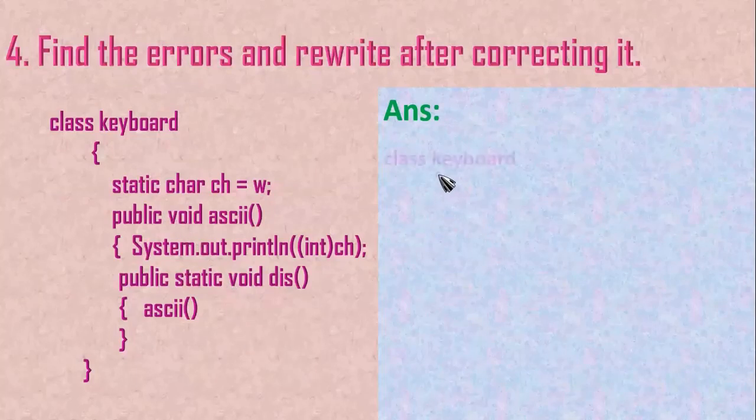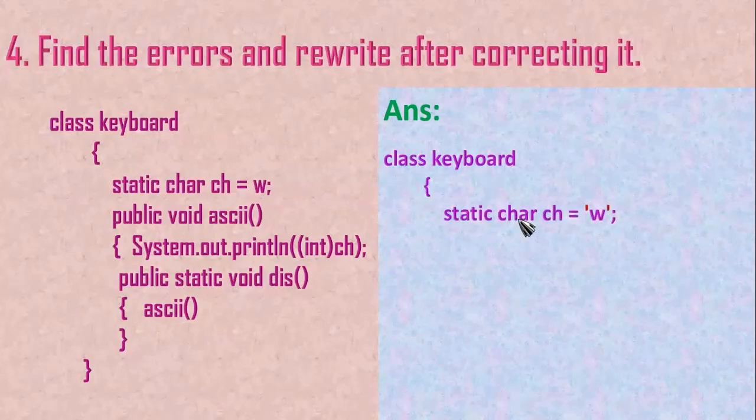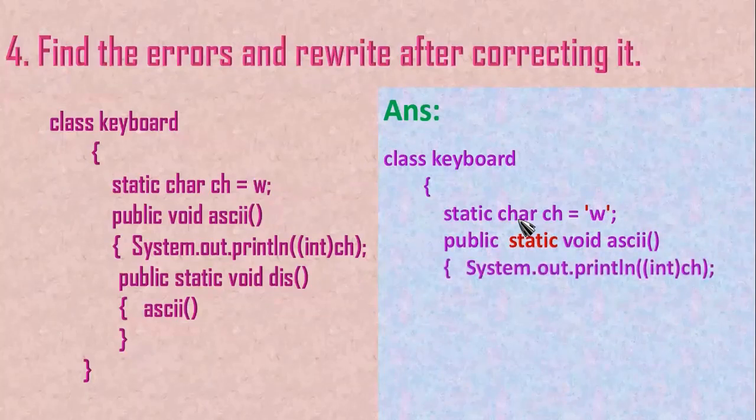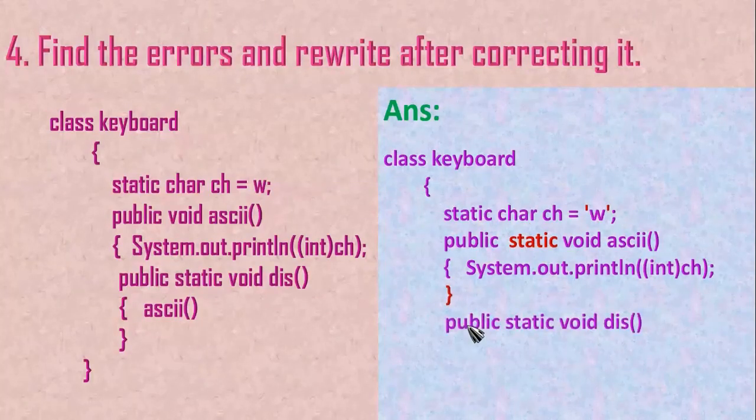So we rewrite now. Class Keyboard, open the bracket. Static char ch is equal to w within single quotation. Public static void ICSE of. System.out.println int ch. Public static void dis of, then open the bracket, ICSE of, then terminate. Close the bracket, close the class. So there are 4 errors. Next question.